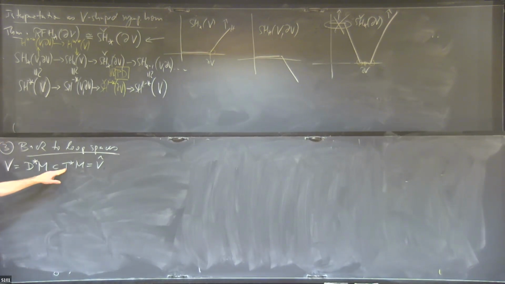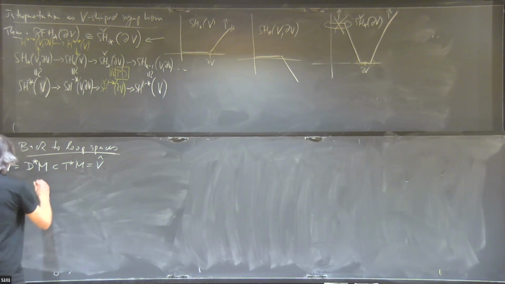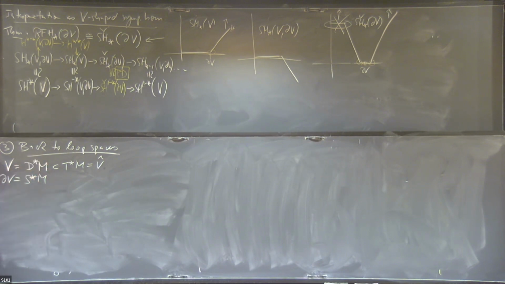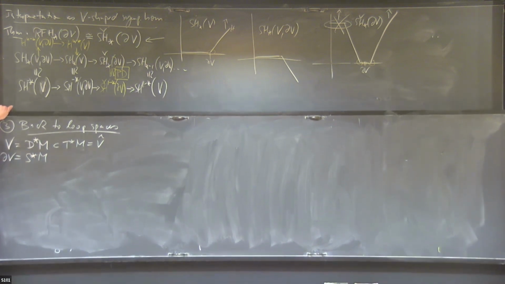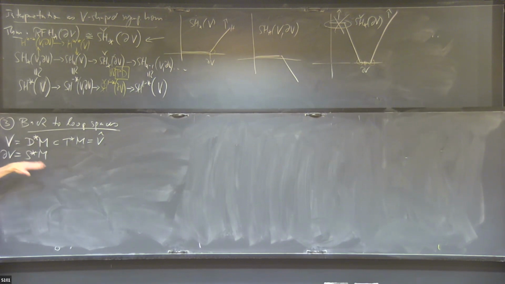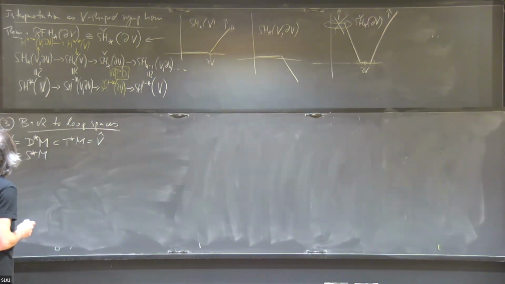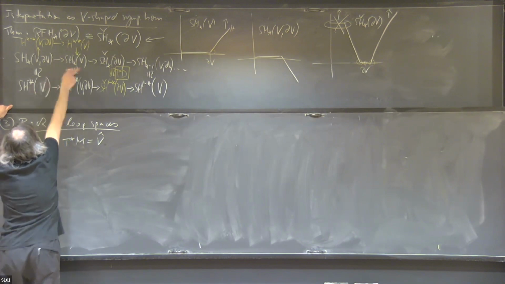And what is the boundary of this? The boundary is the unit sphere cotangent bundle, vectors of length equal to 1. So this is a nice Liouville domain with its boundary. We want to apply it in that setting. Okay, so let me just rewrite this long exact sequence, and let me maybe write it in terms of cohomology and homology.